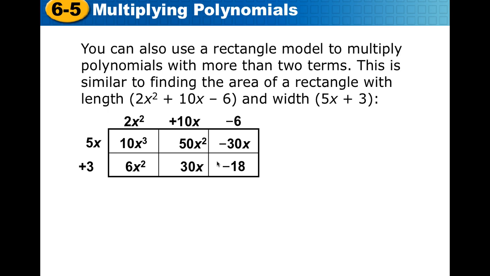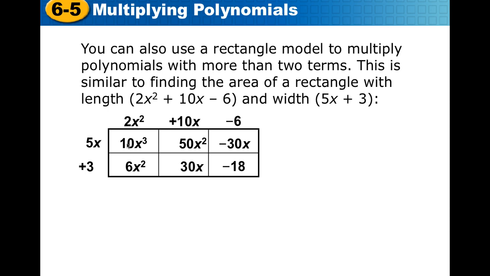This is also another method. This is called the box method, kind of like your lattice. What you're going to do is the same format. Notice it's the same problem. You're taking this trinomial and multiplying it by this binomial. You're going to take your binomial and put each term separately on this side of your box. You're going to take your trinomial and put it on the top of each box, essentially making a 2 by 3 box.